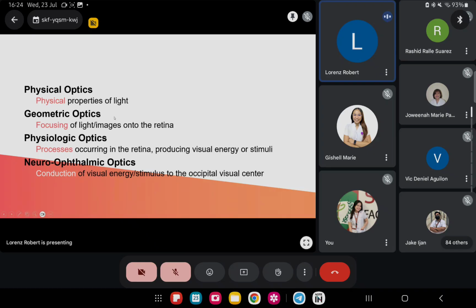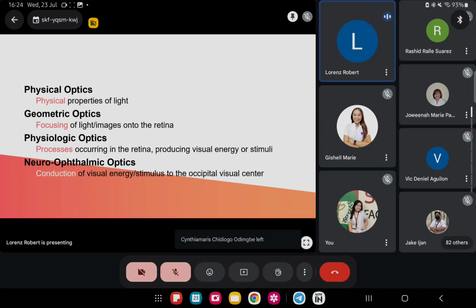I'm sure you've encountered geometric optics during high school and early college physics. This entails bending or focusing light or images in an optical system. In our case, in ophthalmology, it's focusing light onto the retina.